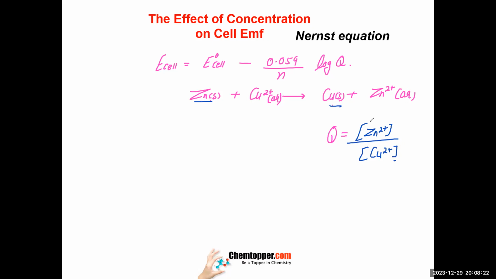If Q is greater than 1, what does it mean? If the concentration of zinc 2 plus is greater than concentration of copper 2 plus. That's the meaning. If this concentration is more than this, Q is greater than 1. Then log Q will have a positive value. Agreed?